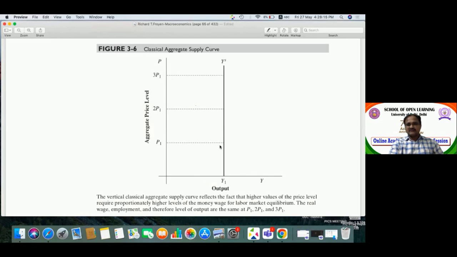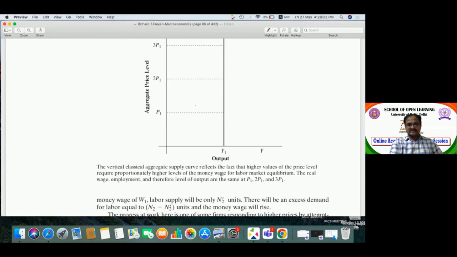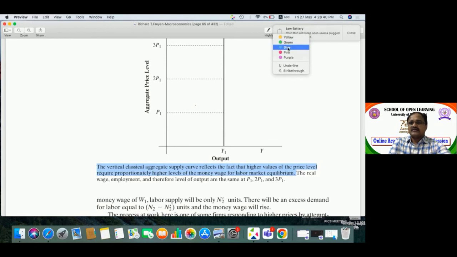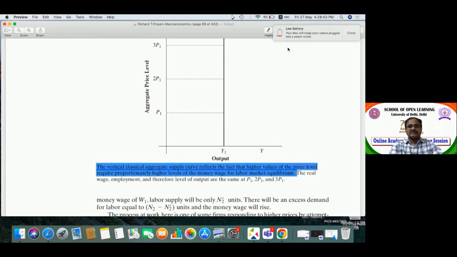So according to classical theory, what is the aggregate supply curve? This is the horizontal axis, and this is the vertical axis. The vertical classical aggregate supply curve reflects that a higher price level requires a proportionately higher level of money available. Sometimes they can ask a short answer question on this point, which is why I'm discussing it here.